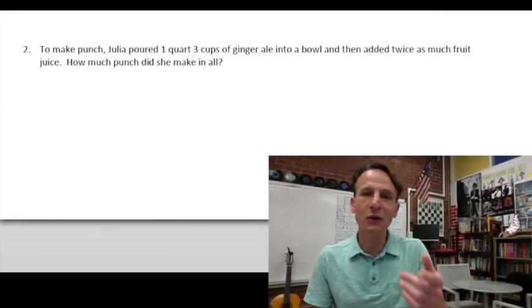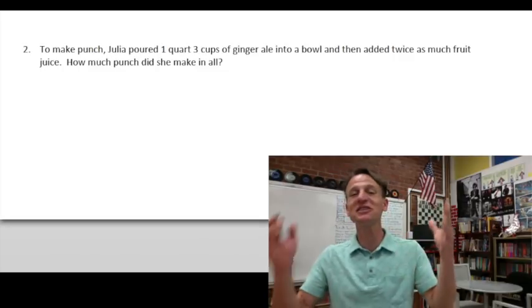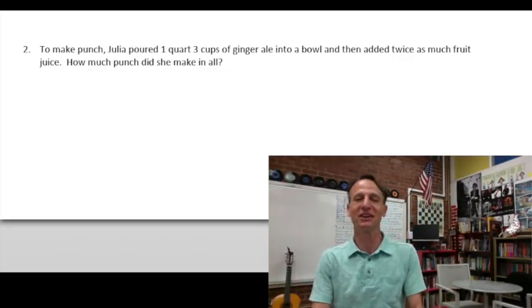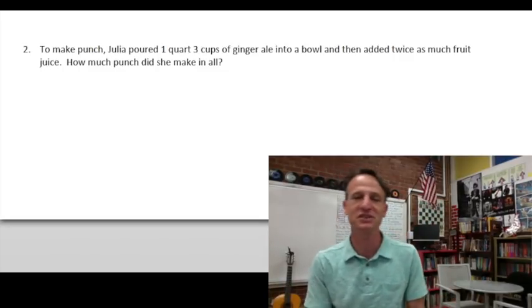Julia, they're always making punch in Eureka Land. It's just, Eureka is just one never-ending party. They're like making crafts, making punch, partying on.